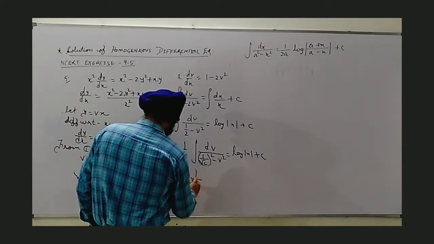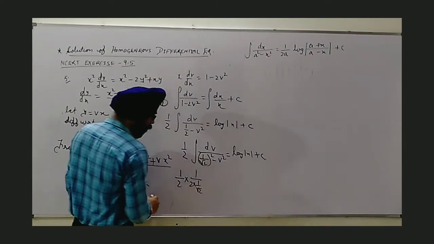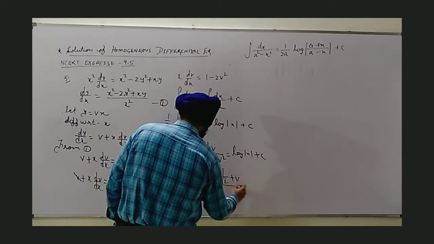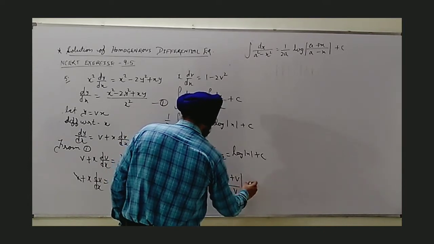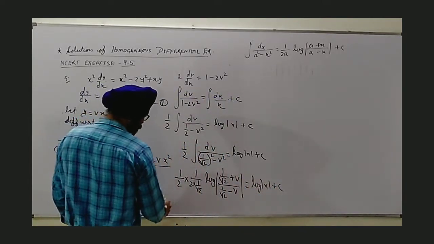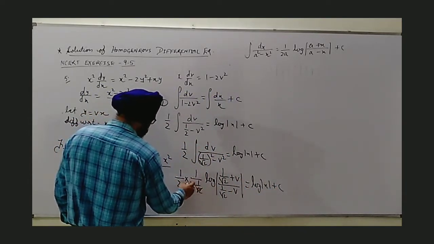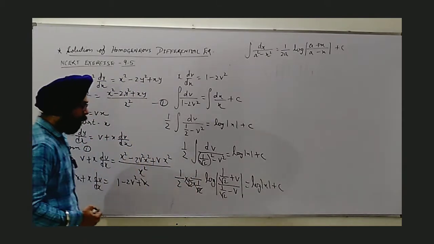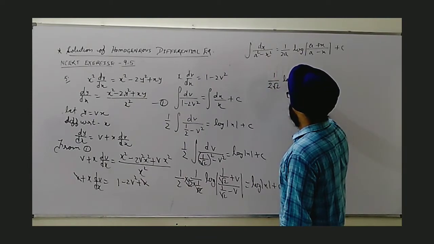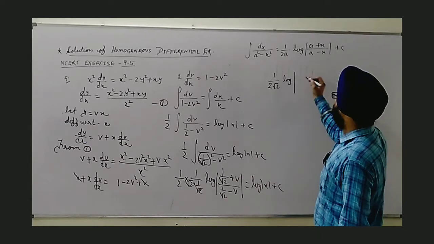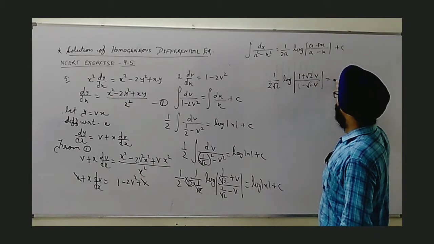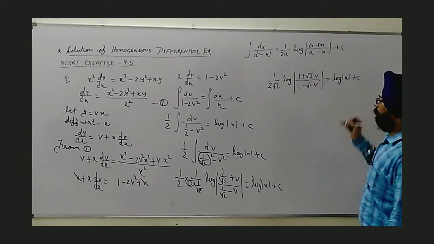1 upon 2a means 1 upon 2 into 1 by root 2. Log of a plus x is 1 by root 2 plus v, 1 by root 2 minus v equal to log mod x plus c. Now cancellations. Here I find root 2 cancels this 2 to make it root 2 only. Okay, so this can be finalized as 1 by 2 root 2 log, and simplifying the terms here we get 1 plus root 2v upon 1 minus root 2v equal to log mod x plus c.